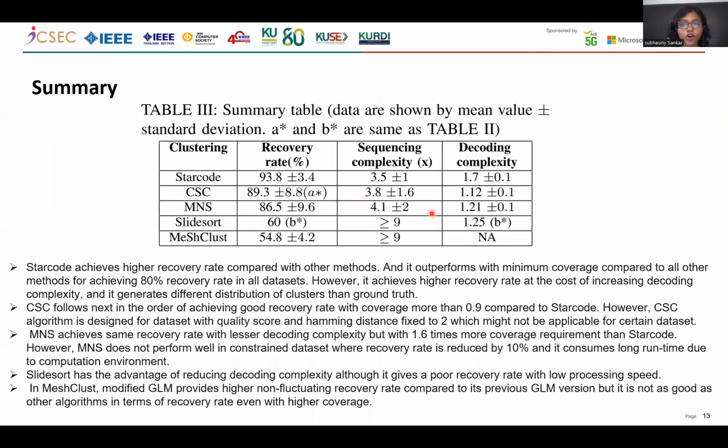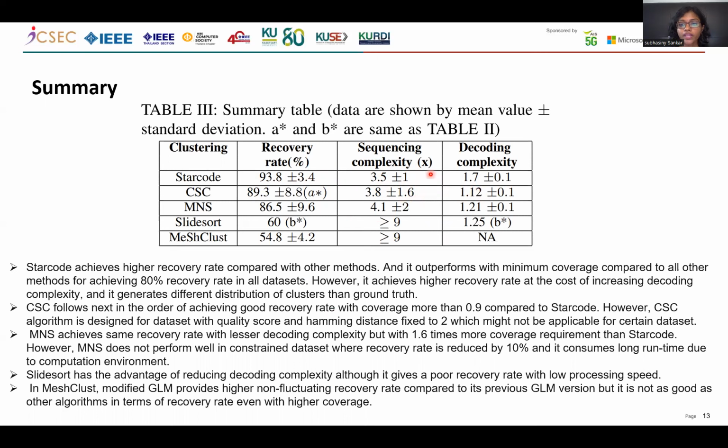Overall, this is the summary of the experiments done. The recovery rate is computed for all the data sets, sequencing complexity is computed with the fixed recovery rate, and decoding complexity with a Hamming distance of 8. From these records, we understood that Starcode provides the lowest sequencing coverage with the highest recovery rate. The sequencing coverage is also very low for all three data sets, which can be seen from the standard deviation, which has a value of 1. But still, Starcode produces high decoding complexity.